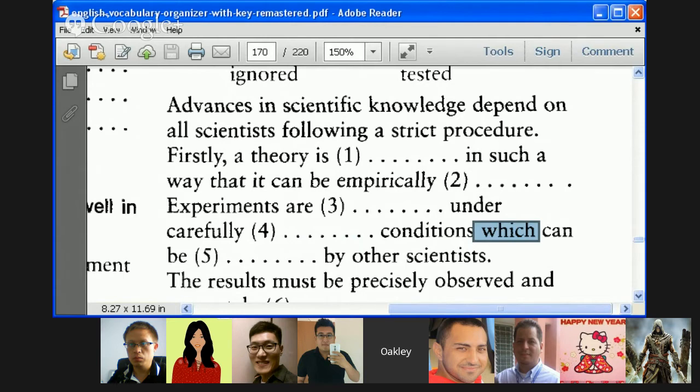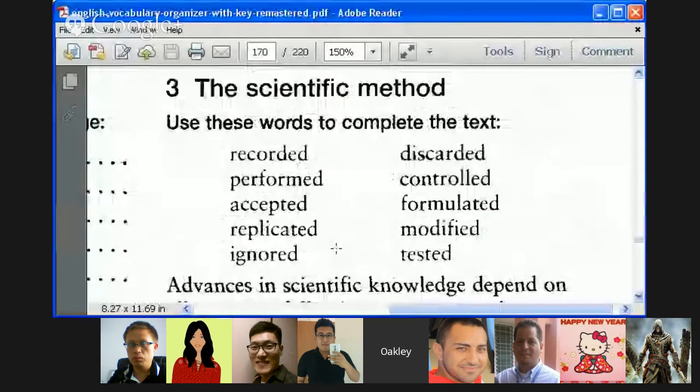Heidi, go ahead. You're still going on the same sentence. No, we don't want to modify the experiments. We want other scientists to be able to do the same thing, to get the same results by doing the same experiment. Or replicated. That's it. Replicated.